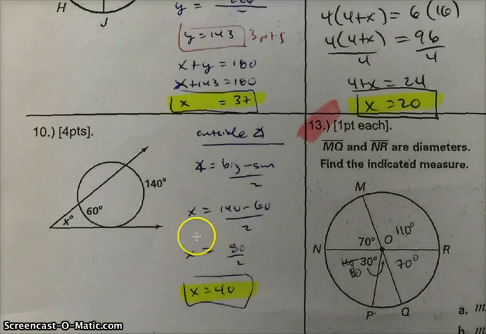Question number 10. These are angles, and your vertex is outside, so that would be big minus small divided by 2. This is your angle, which is an unknown, so you call that x. Your small here is 60, and your big is 140. Subtract those two, divided by 2, and you get x equals 40.